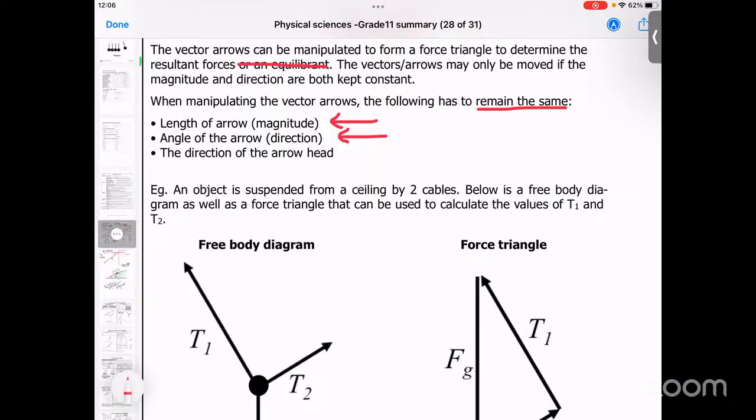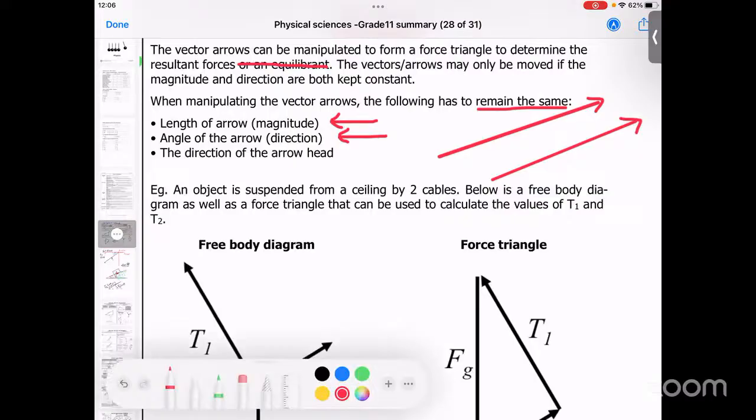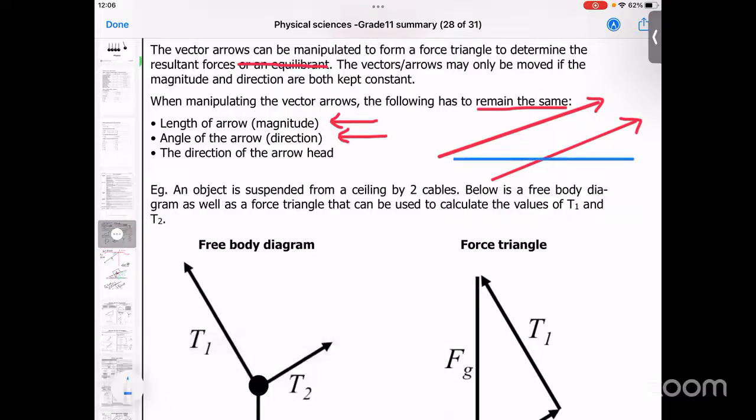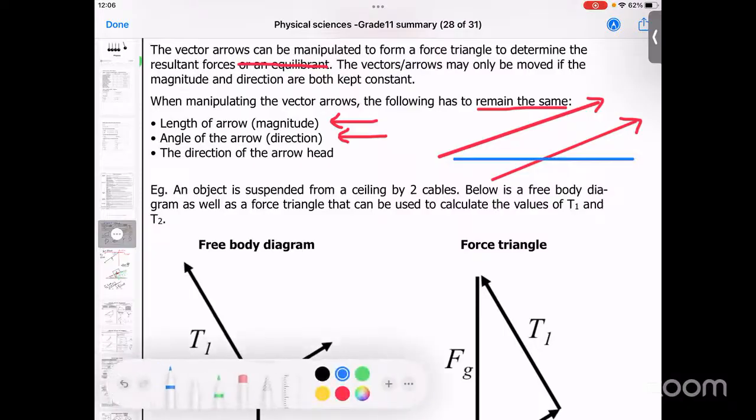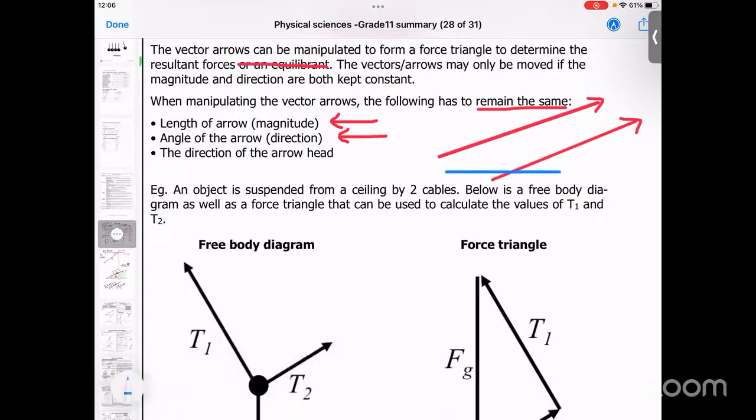So you can shift it. If you have a line at a certain angle, even if you shift it to another position, the length has to be the same, the angle has to be the same, and even the direction of the arrow has to be the same. You can't take the same line and then represent it like this, and then from there do that. You are not keeping it the same.